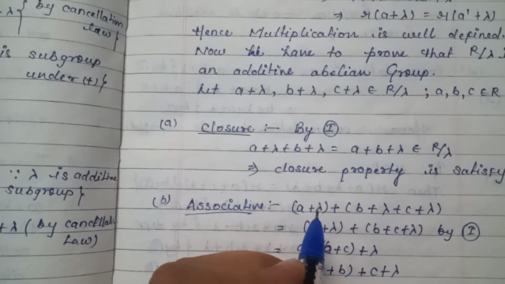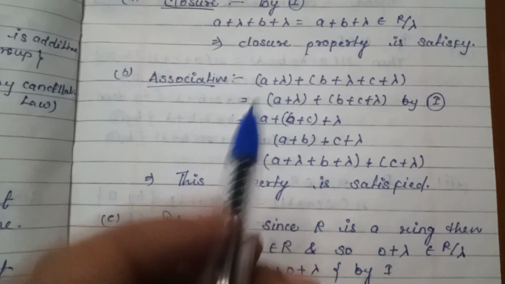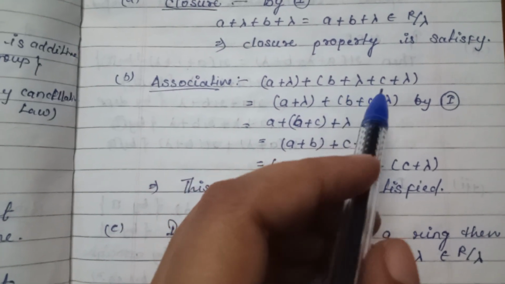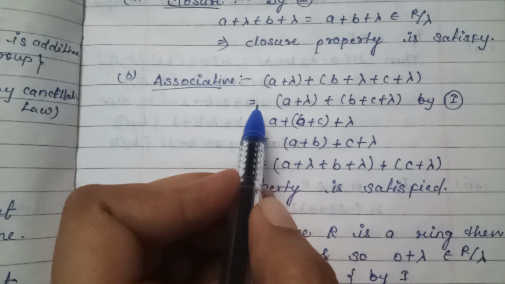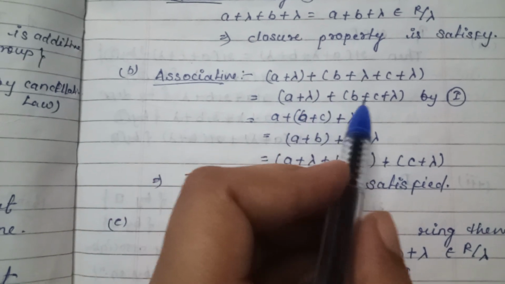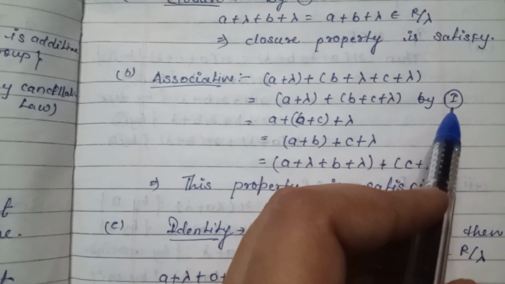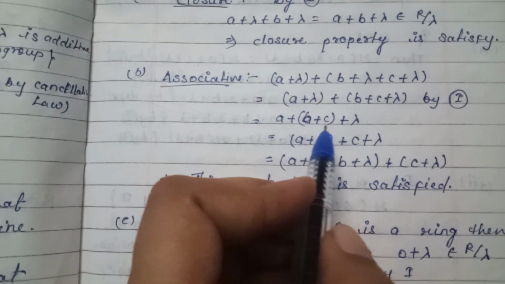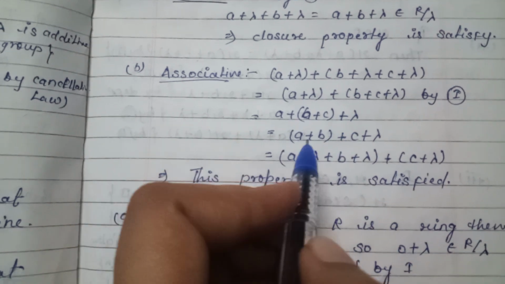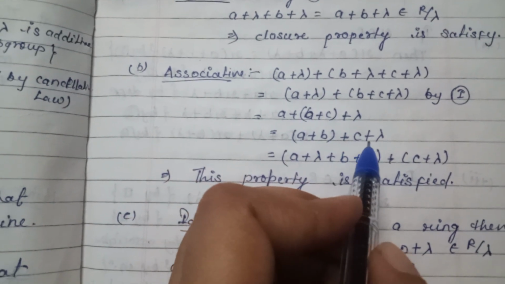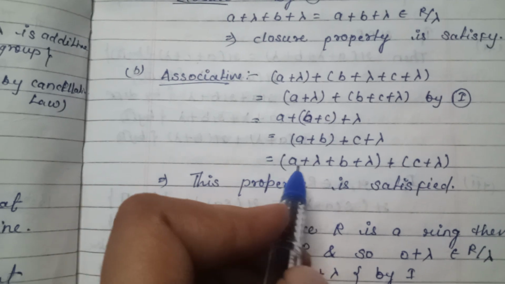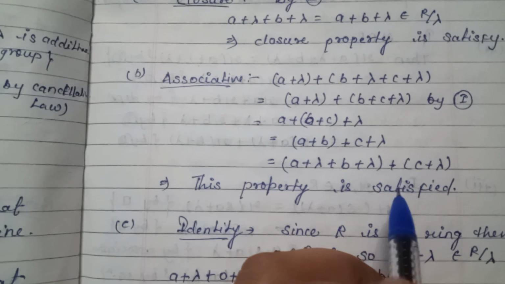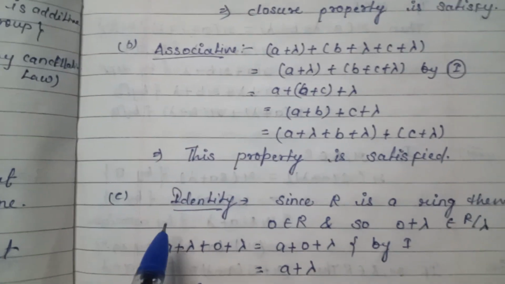Now another property is associative. So (a + λ) + ((b + λ) + (c + λ)) is equal to (a + λ) + ((b + c) + λ) by first, which is equal to (a + (b + c)) + λ, which is equal to ((a + b) + c) + λ, which is equal to ((a + λ) + (b + λ)) + (c + λ). This property is satisfied. Now the third property is identity.